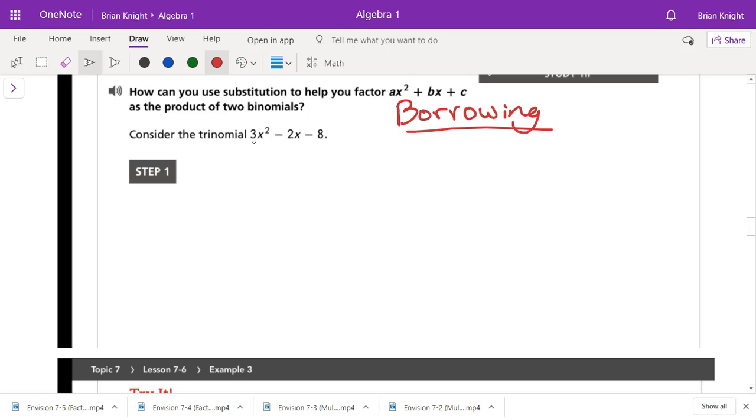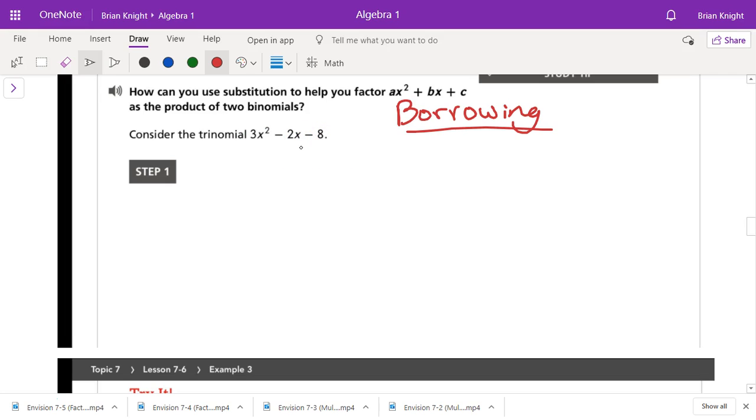Greatest common factor. We haven't done this yet on any of these because they haven't had a greatest common factor. But if they have a greatest common factor, you take it out first, and then if you still need to borrow or group, you do it. This one, like the rest, does not have a greatest common factor.